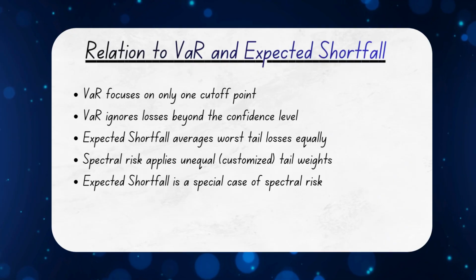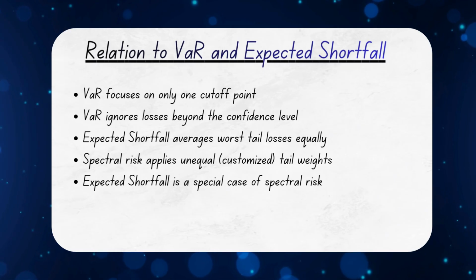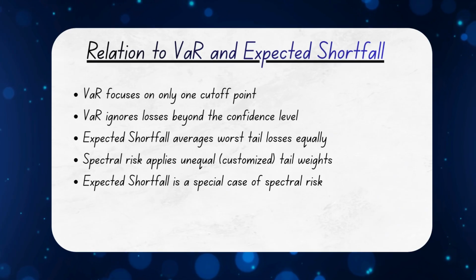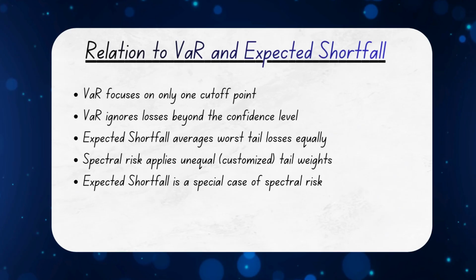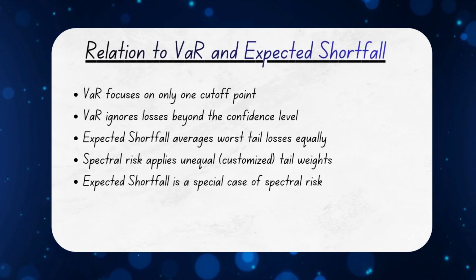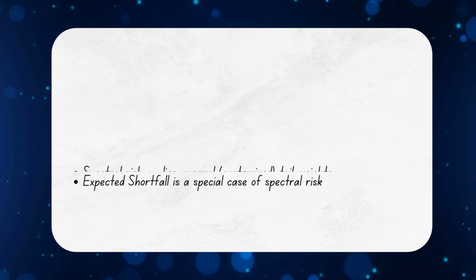smoother weights. Now, if we compare all three measures, the difference becomes very clear. VAR focuses on only one cutoff point. Expected shortfall averages the entire worst tail equally. Spectral risk measures go one step further by applying customized, unequal weights to the tail. In fact, expected shortfall is just a special case of spectral risk where all tail losses receive equal weight. So spectral risk can be seen as a generalization of expected shortfall.